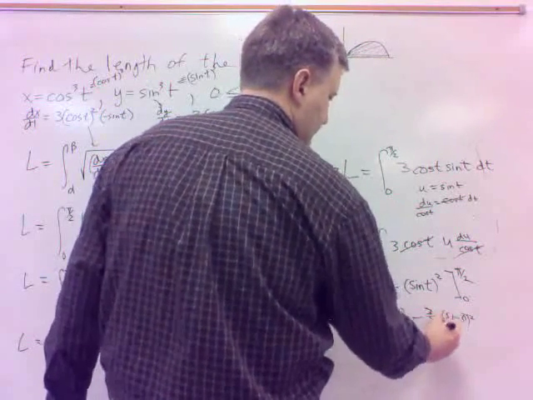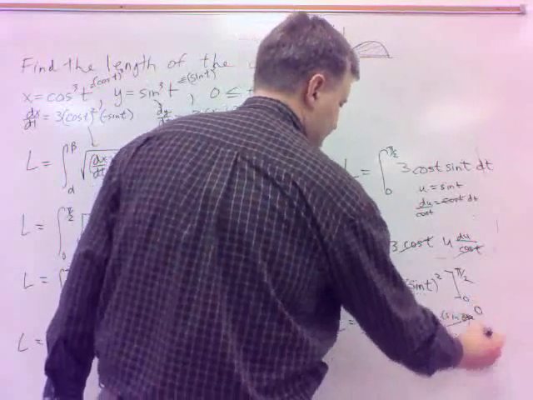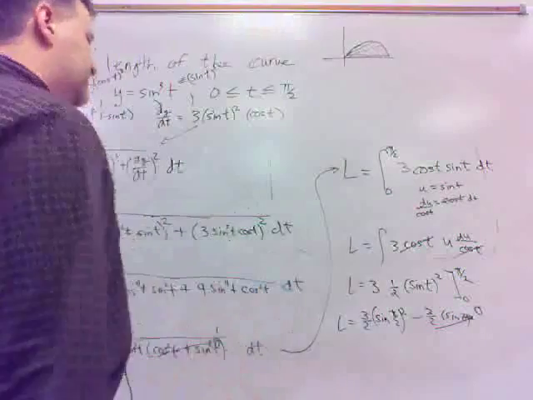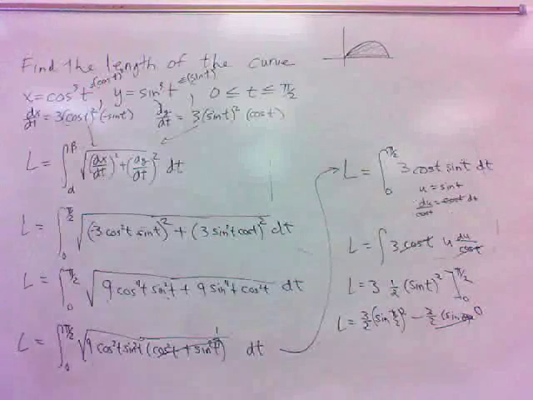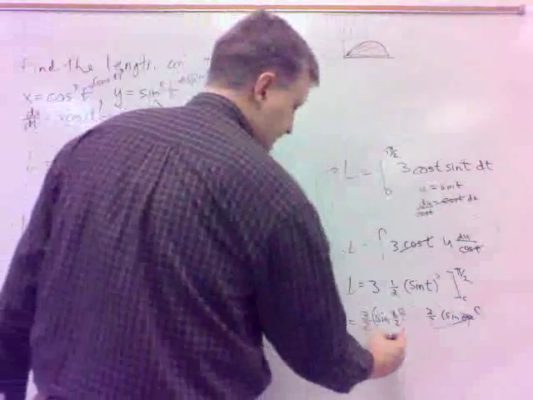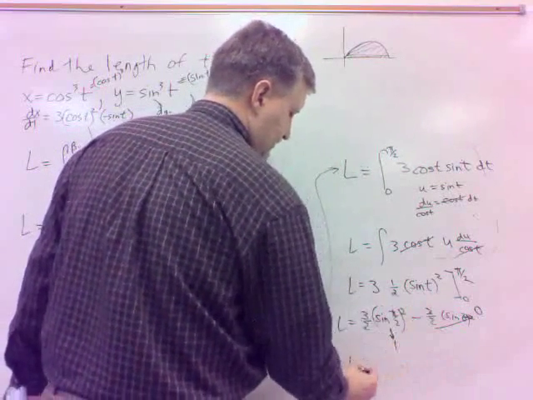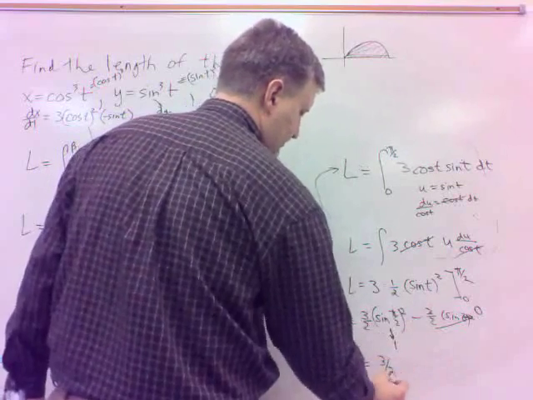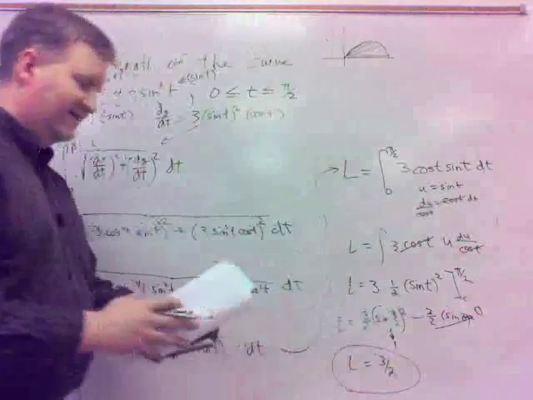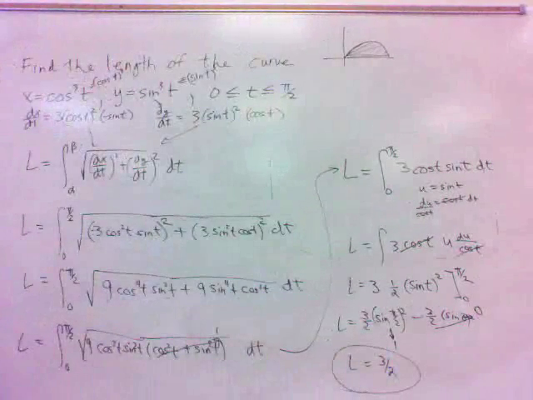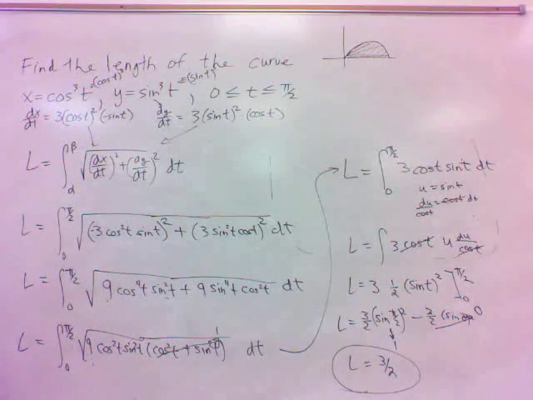But that's pretty nice because the sine of 0 is just 0. So it's 3/2 times the sine of pi over 2 squared. Pi over 2, the sine of it, it's 1. So I have 3/2 times 1 squared, that's 3/2. So this works out actually to be a nice little arc length right there.